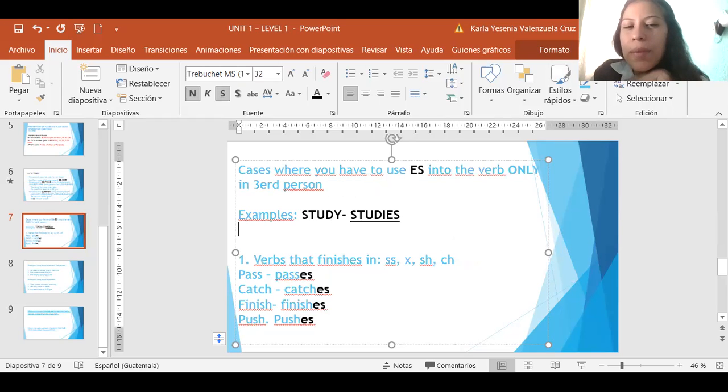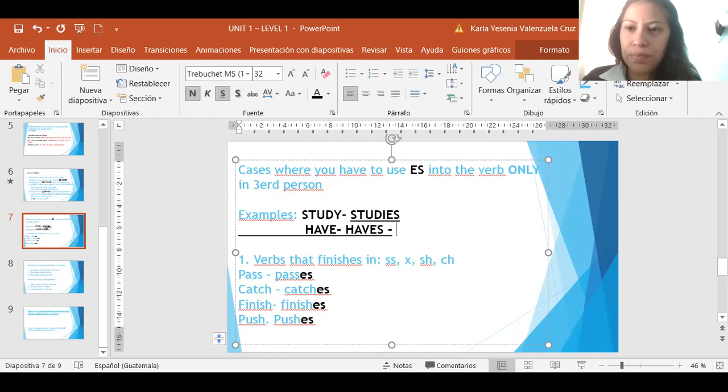Hay otro verbo que me llama mucho la atención y que he visto que cometen el error. Es este, have. Tienen el have. Entonces me dicen, Miss, pero si estoy hablando en tercera persona, pero solamente usted dice que le agreguemos S porque termina en una vocal y hacen esto. Have.